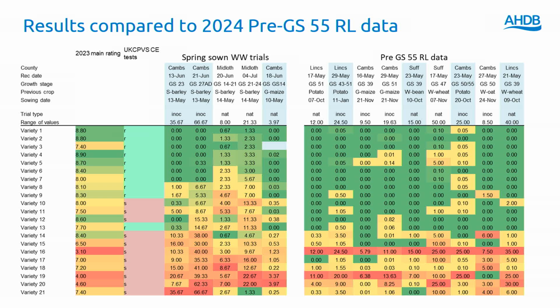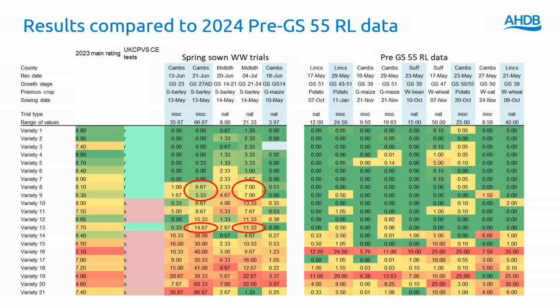When we look at the spring sown winter wheat trials in the middle, so the data that I've just shown you, we can see generally we're getting good correlation with the UKCPVS growth room experiments. So generally where there's something that's classified as resistant, it's getting a low level of disease, but there were a couple of exceptions. So varieties 8, 9 and 13 were found to have a higher level, more than 5% disease, in the field, whereas they were shown to be resistant in the growth room experiments.